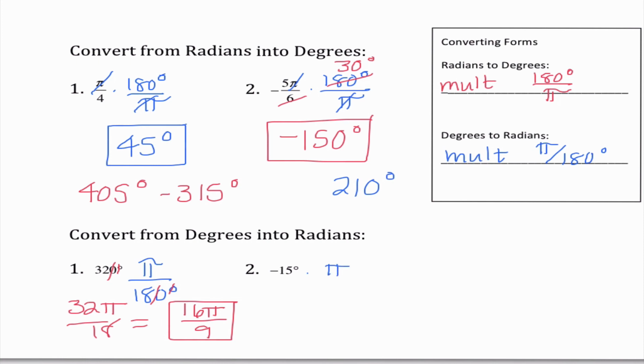Last problem of the lecture, I'm multiplying by pi over 180. And so my degree symbols cancel out, and I end up getting negative pi over 12 because 180 divided by 15 is 12.